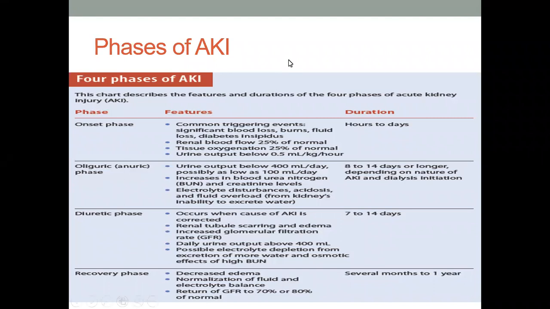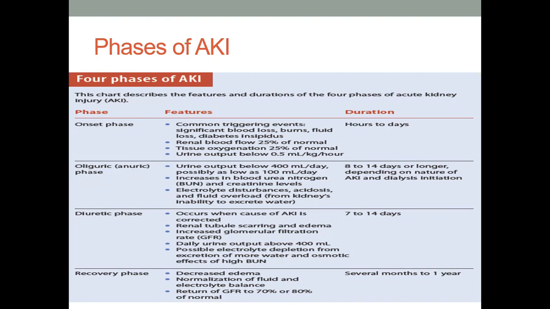Then you have what is known as the oliguric phase. This occurs between 8 to 14 days or longer, and depends on the nature of AKI and whether you have instituted renal replacement therapy. At this stage, urinary output may be as low as 100 ml per day. There are usually increases in your BUN and creatinine levels. At this stage, you have electrolyte disturbances, acidosis, and fluid overload.